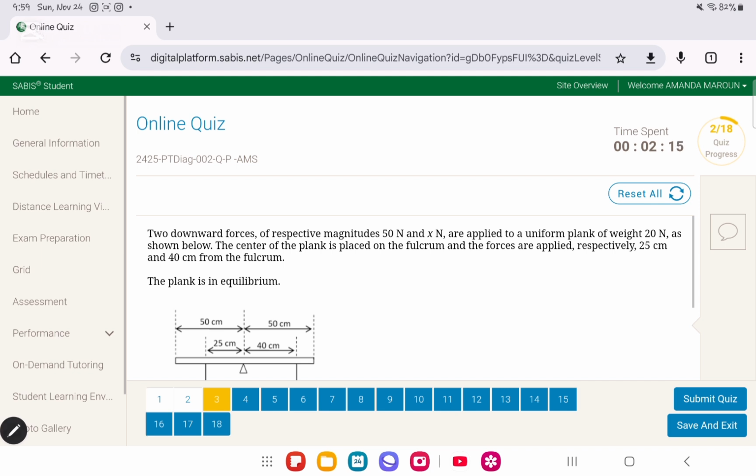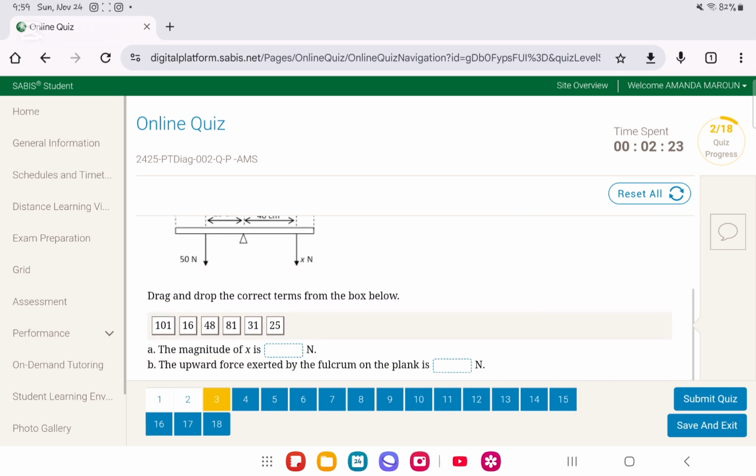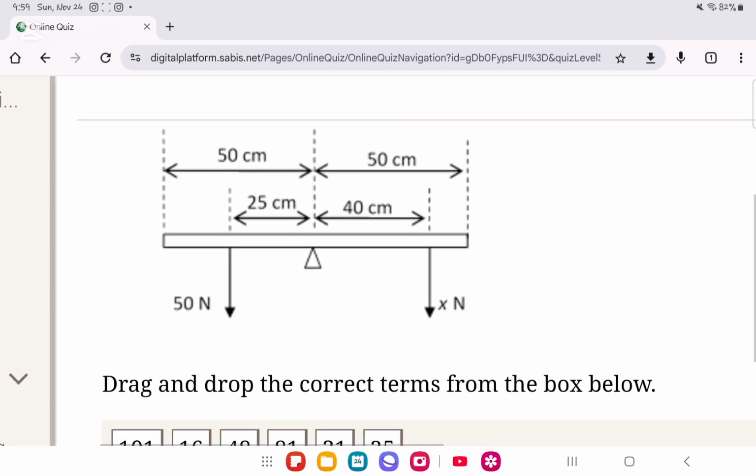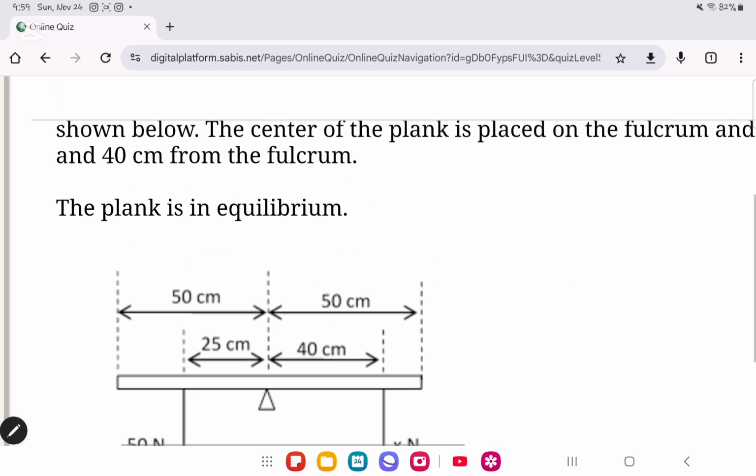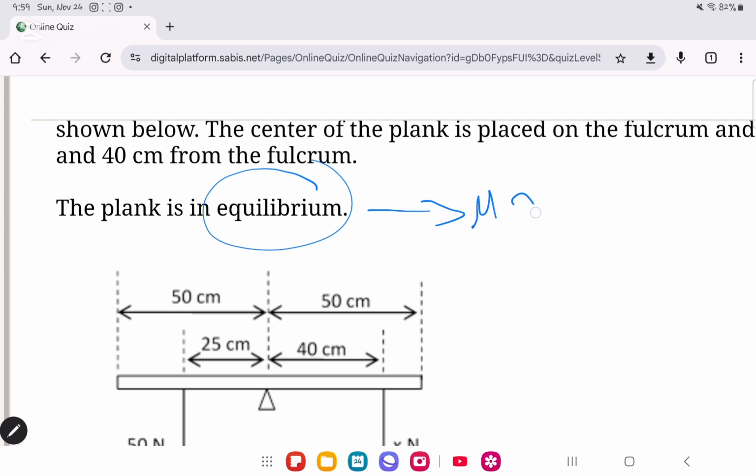Two downwards forces of respective magnitudes 15 newtons and x newtons are applied to a uniform plank of weight 20 newtons as shown below. They first need us to find the magnitude of x. Very simply, to find the magnitude of x, we know first of all, let's go up, that the plank is in equilibrium. What does equilibrium mean? Equilibrium means that the moments of clockwise is equal to the moments of counterclockwise.